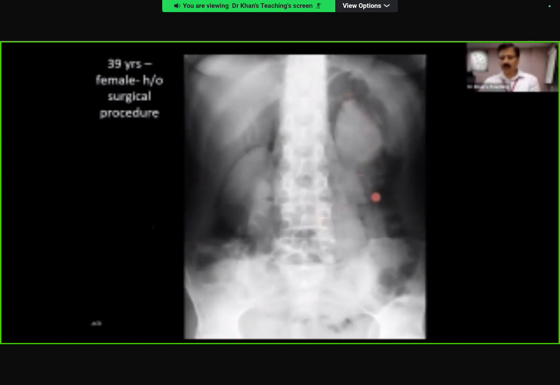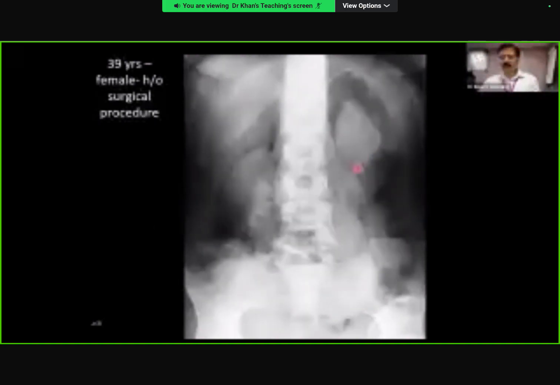Another beautiful sign is this one, which we call the large bowel Rigler sign. If you go back to your anatomy, remember that a portion of the ascending colon and a portion of the descending colon is in the retroperitoneum, right?